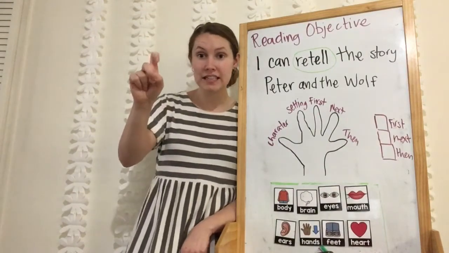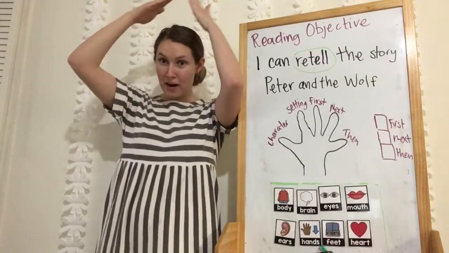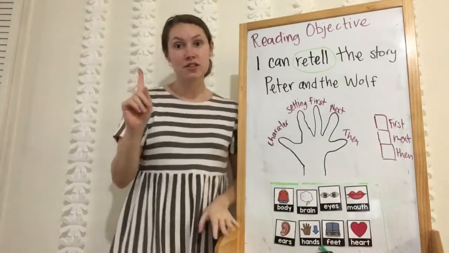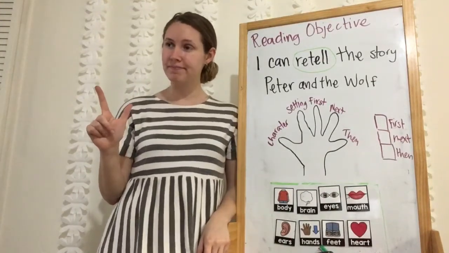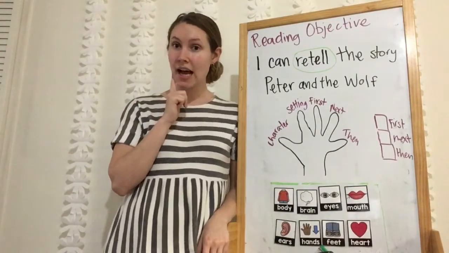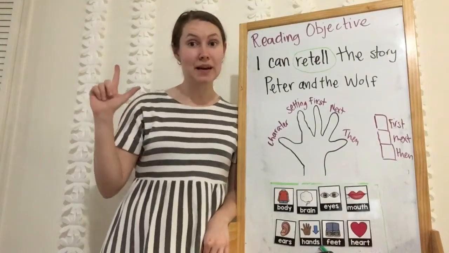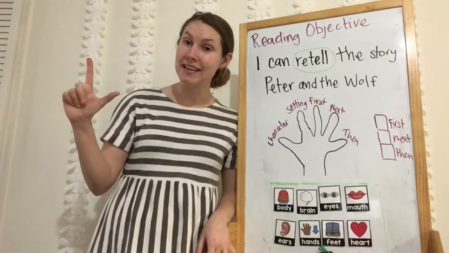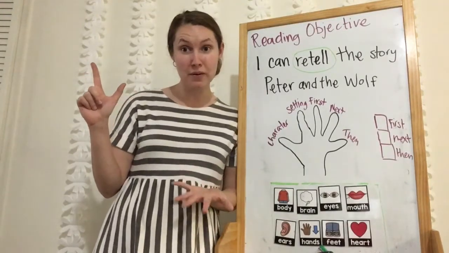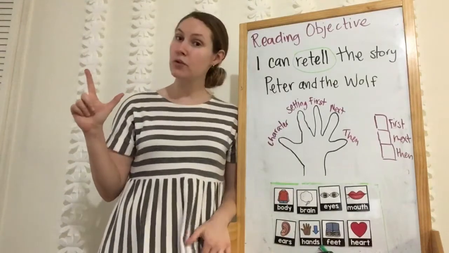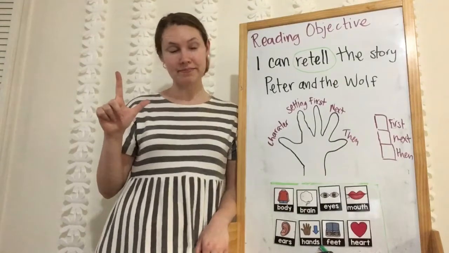Our pointer finger is our setting. Remember, settings tell you where we are. So where did this story take place? Where were they in the story? I remember they were at the grandfather's house first, and then Peter went into the woods where he saw his friends, and then when the wolf came, that was also in the woods. So this story probably took place in the countryside in the woods.